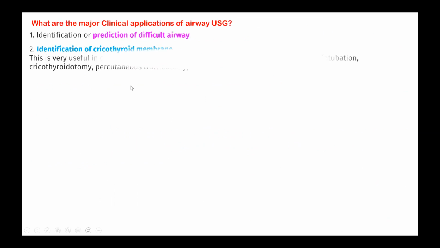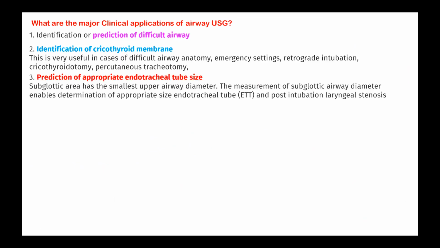And clinical applications, first thing is we can use it for prediction of difficult airway. The second thing is we can identify the cricothyroid membrane, especially in patients who are obese or who have some other anatomical distortion. It can be used to identify the cricothyroid membrane, especially for front of neck access when you want to do a percutaneous tracheostomy or cricothyroidotomy.